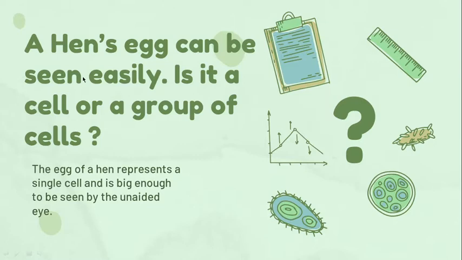Here is a question: a hen's egg can be seen easily. Is it a cell or a group of cells? The answer is that the egg of a hen represents a single cell and is big enough to be seen by the unaided eye. If we break the egg, there is a liquid part, white and yellow. Combined, they form a single cell, big enough to be seen without a microscope, with our naked eye.